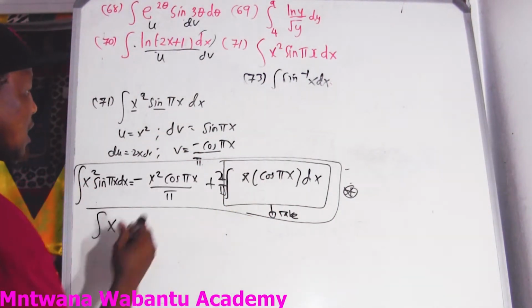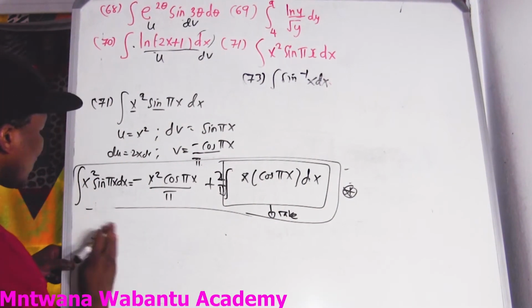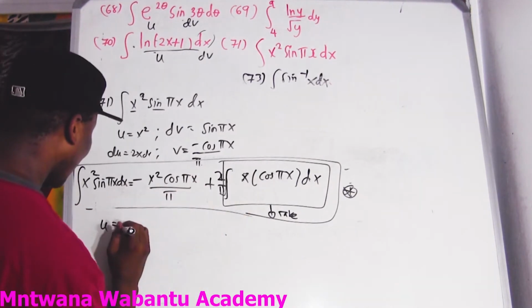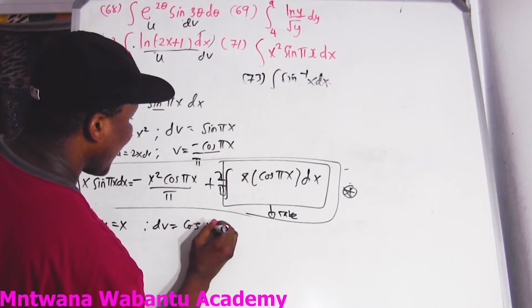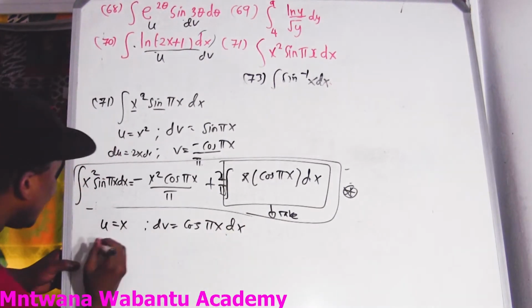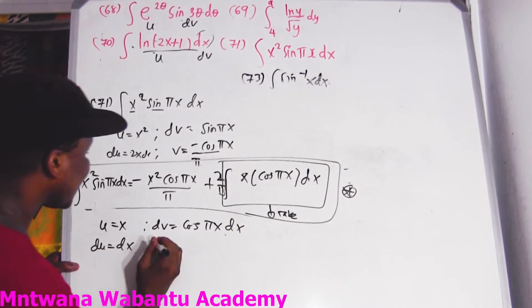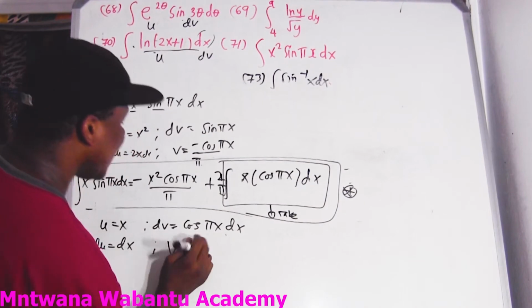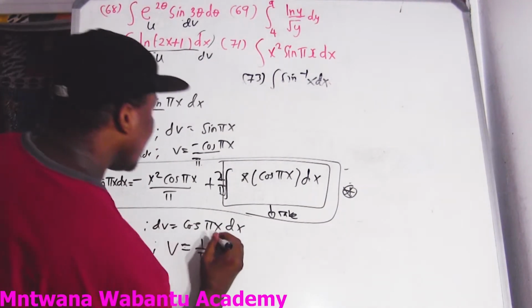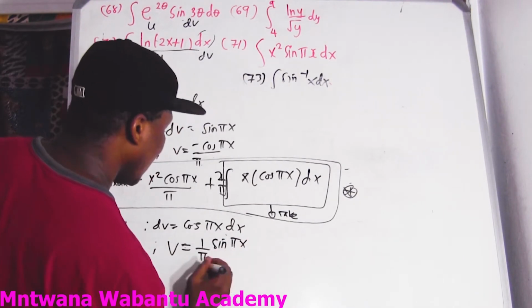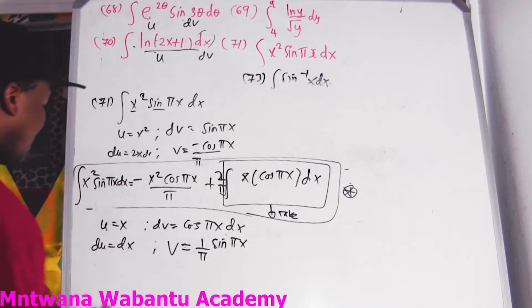Okay, so let me do it straight away. What is our u? u equals x, and dv equals cos pi x dx. Differentiating, du equals dx, and when you integrate dv to get v, you get 1 over pi sine pi x.